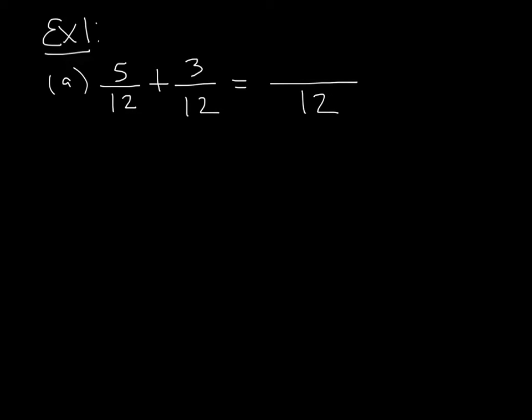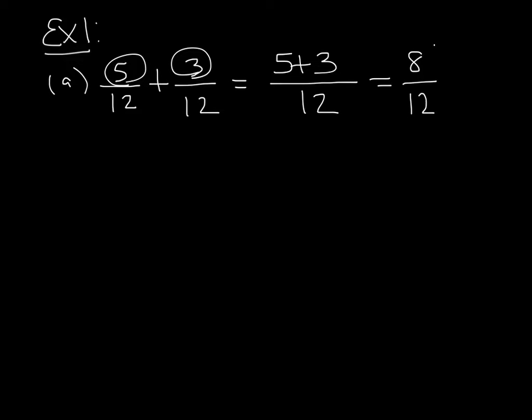Okay, example one. So we're going to do three parts here. Example one, part A is, I have a rational number, 5/12, plus another rational number, 3/12. So we have two fractions. Now, if the denominators are the same, so out of 12 parts, then we're allowed to add these guys. So it's another way of writing that. And 5 plus 3 is obviously 8. So we've added the fractions.